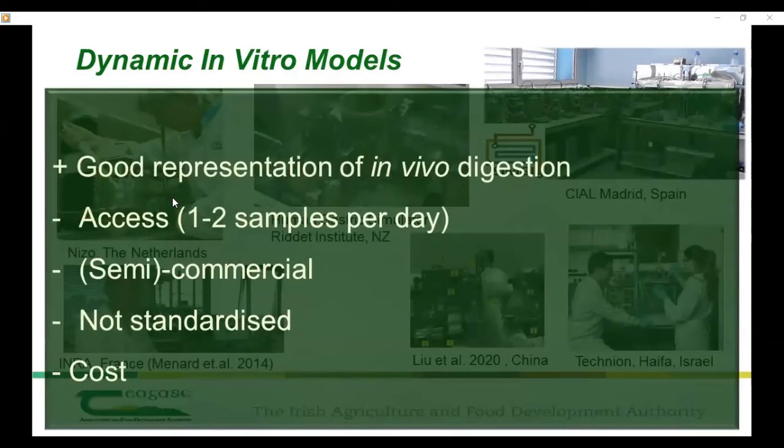All of these are pretty good representations of the real in vivo digestion. However, there are some shortcomings, and one of them is obviously that you can only run 1 or 2 samples per day. Some of them are commercial and some of them are semi-commercial, hence the digestion parameters are proprietary and they are not standardized. And last but not least, they tend to be expensive, not just the cost of the instruments, but also the running costs of the instruments.